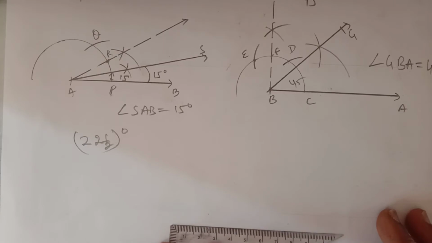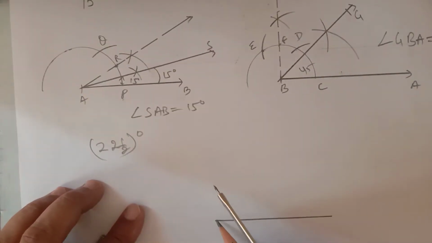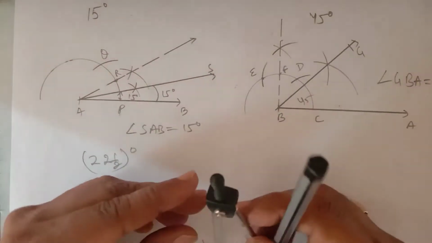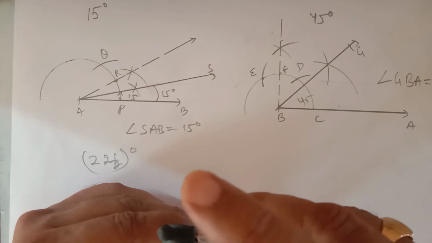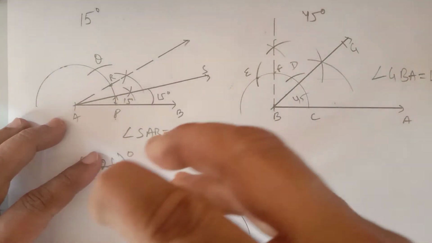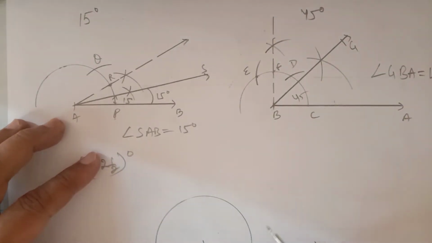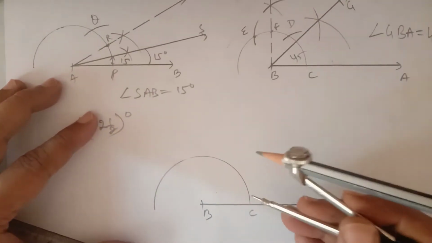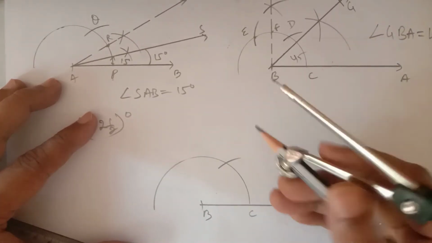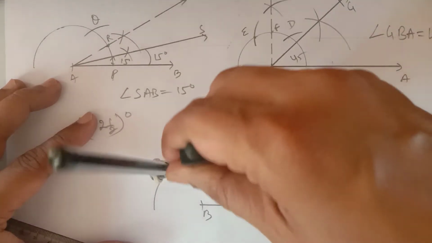So first of all, we'll draw the 45 degree angle, same as before. Let us call it B. Let us call it A. With B as a center and a suitable radius, draw an angle. First of all, draw a semicircle with the same radius, with center C. Cut an arc. Let us call it D. With D as a center and the same radius, cut another arc. Let us call it E.